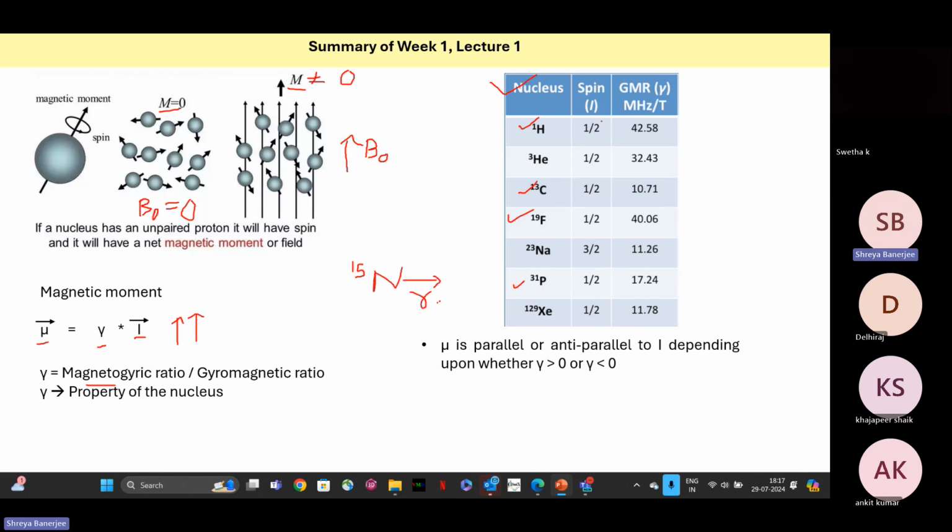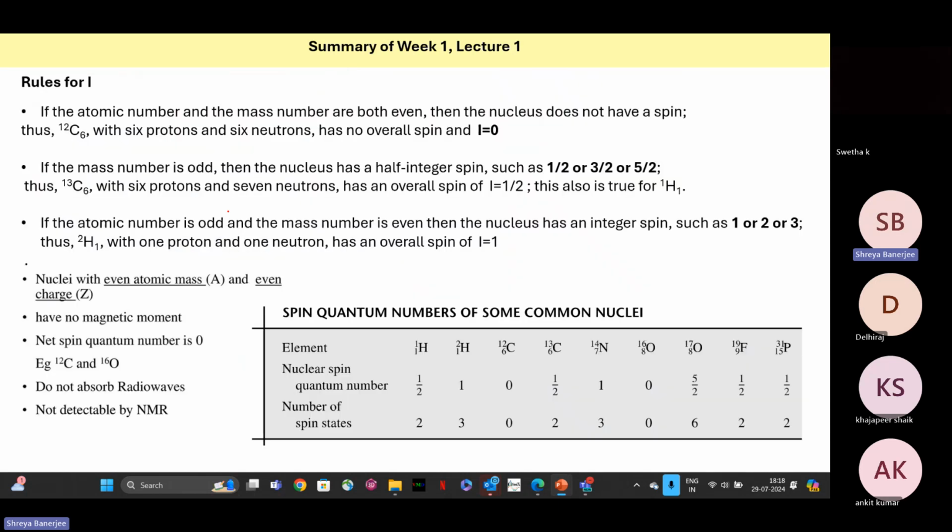15N has a gyromagnetic ratio that is negative. And in this case, the product will become negative, which means that the direction of mu and I become reversed. So this is another property of the nucleus, which is relevant for NMR. And how it is relevant, we'll come to that when we go to different practice problems.